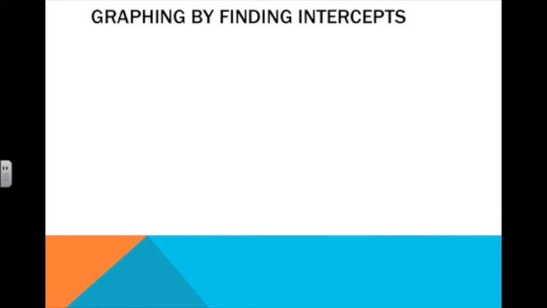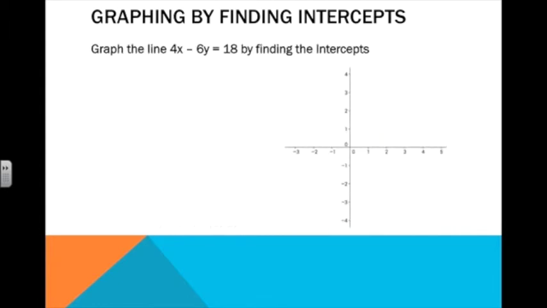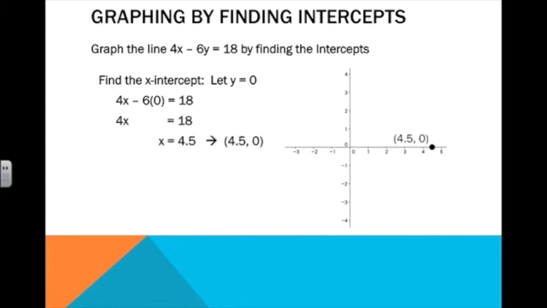Let's try one more just for practice. Let's graph 4x minus 6y equals 18. Again, the x-intercept always has a y-coordinate equal to 0. If we substitute 0 in for y in our equation, we can solve the resulting equation for x. We plug in 0, it simplifies to 4x equals 18, and then we divide both sides by 4, and we get x equal to 4.5. This gives us our point (4.5, 0), the x-intercept, and we plot it on the x-axis right there.